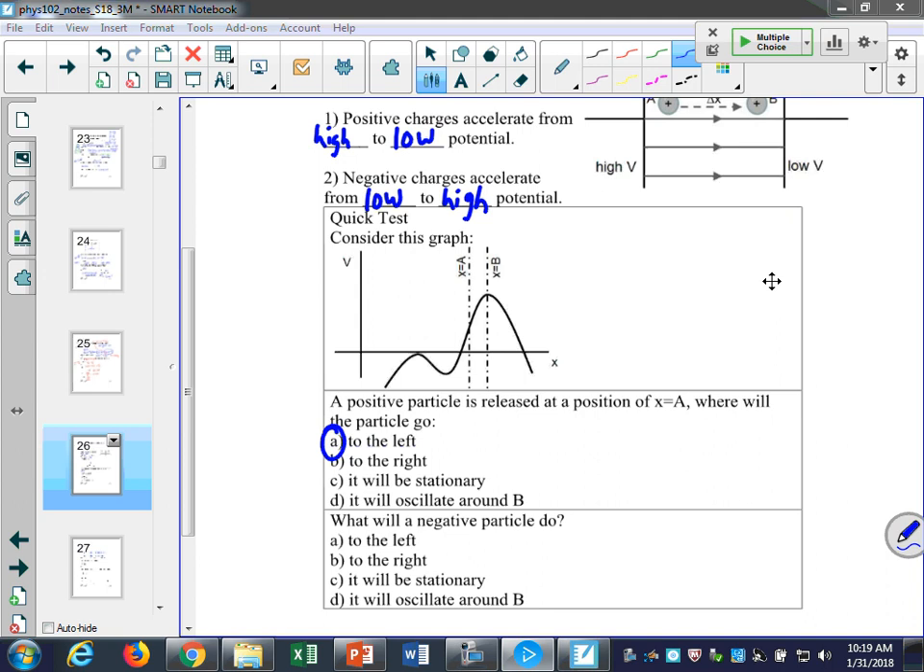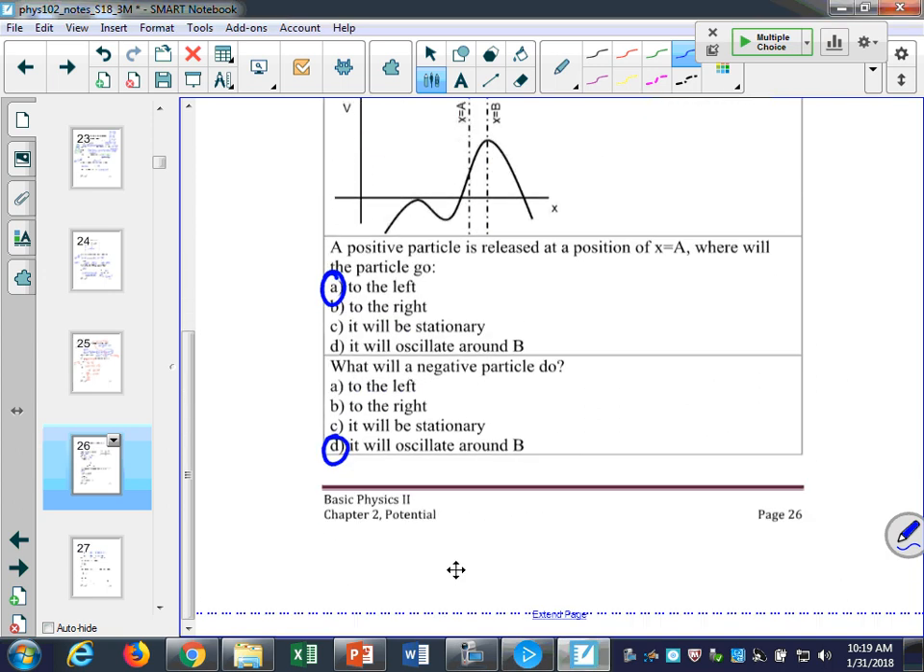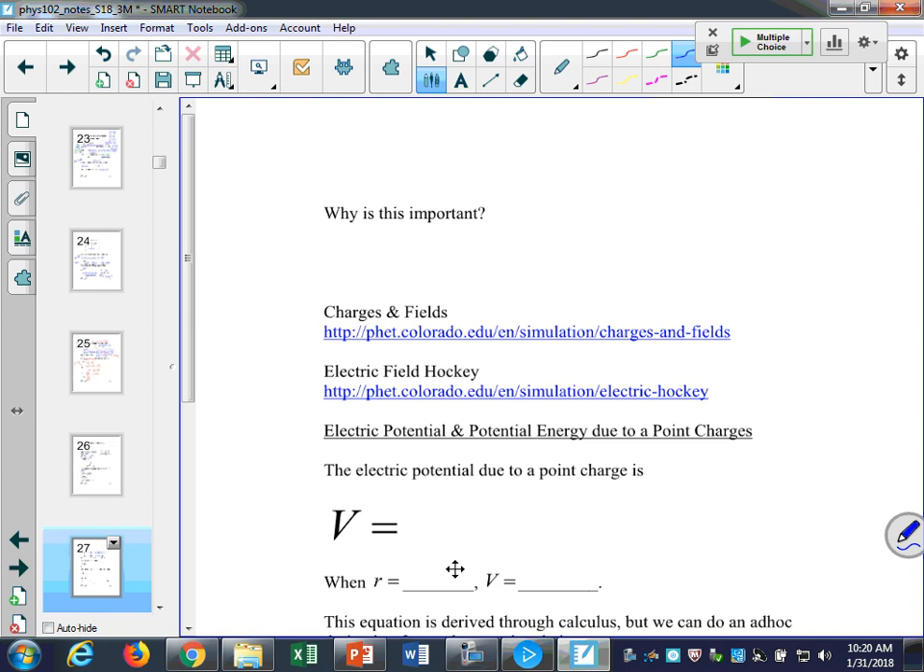All right. So the negative particle will oscillate around B. Okay, so why is this important? It allows you to isolate charges.